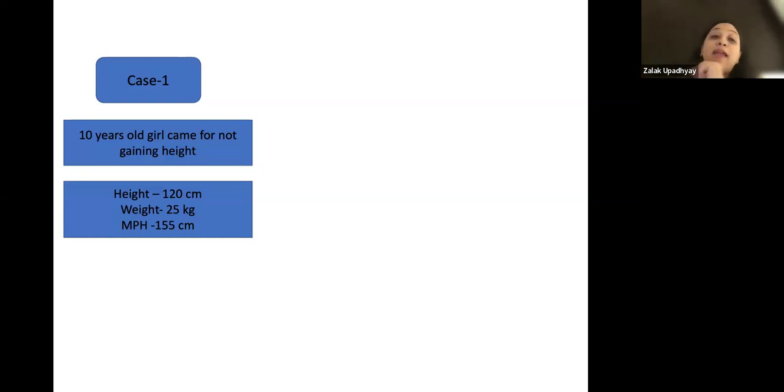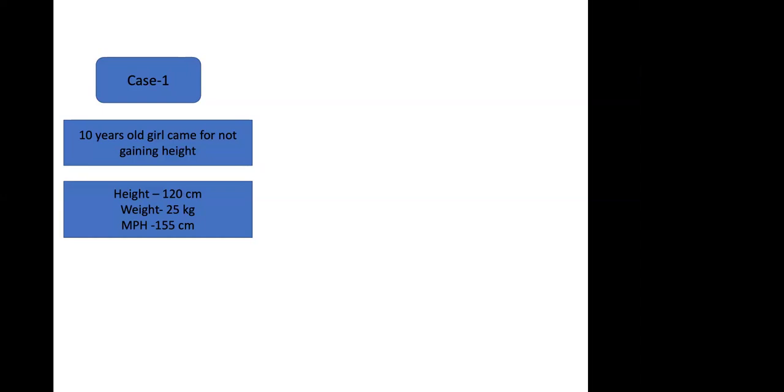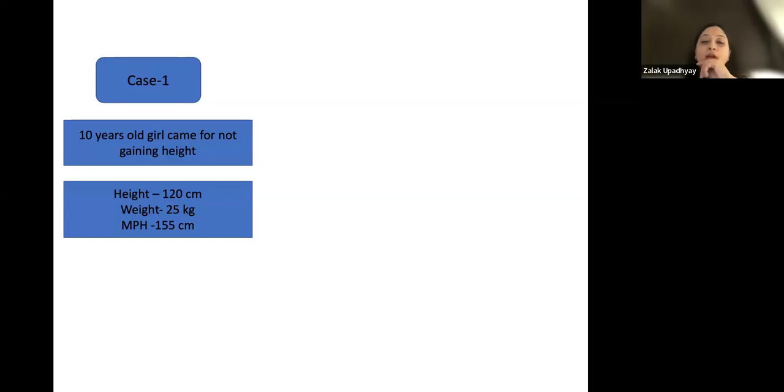Now, where do you plot it? How do you plot it? At 18 years of age. Very good. So that is the target height or the mid-parental height, which you plot at 18 years of age.